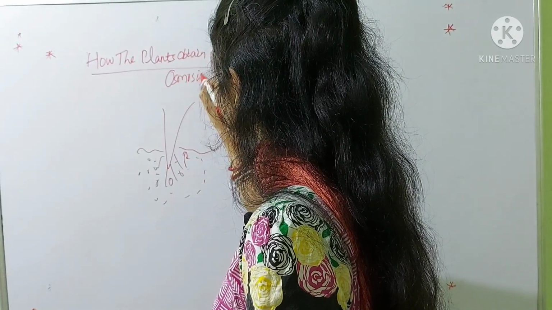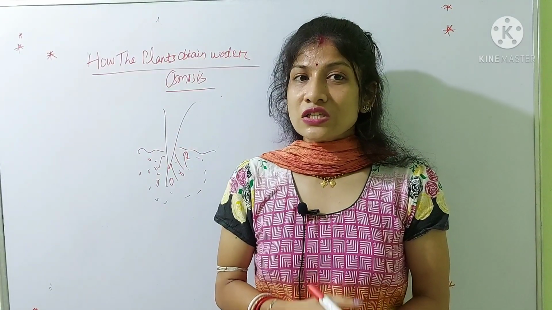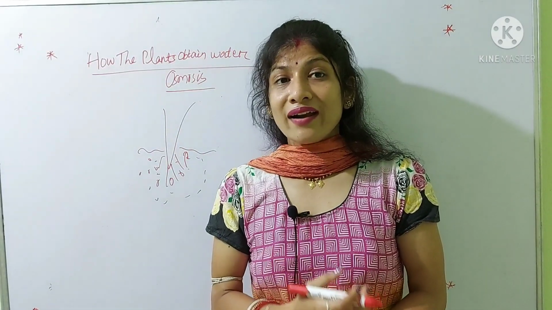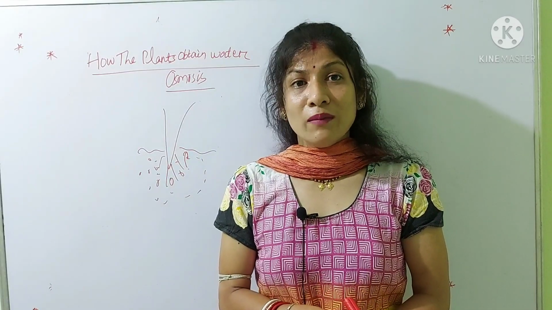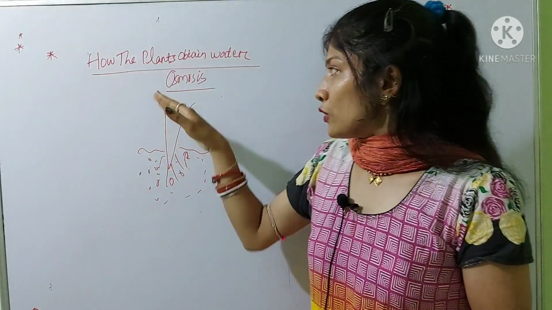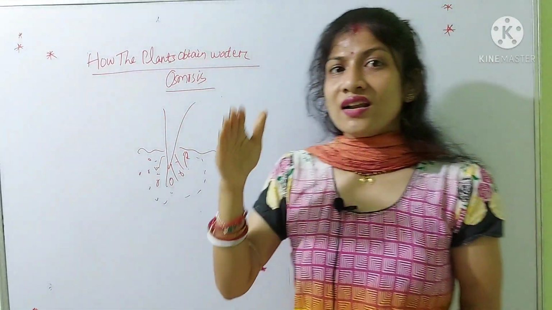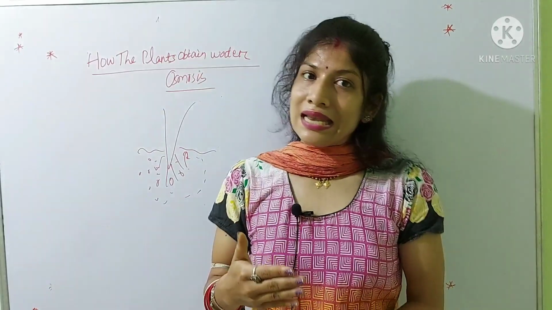So what is osmosis? Osmosis is the movement of solvent particles from higher concentration to lower concentration through a semi-permeable membrane, which we have already studied in our 9th class. So through the process of osmosis, water is absorbed from the soil by the root and reaches the leaves.